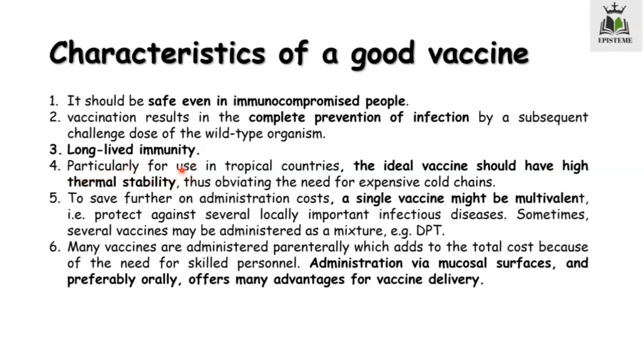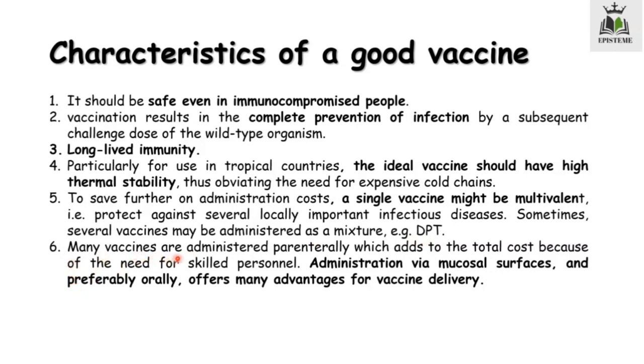Particularly for use in tropical countries, the ideal vaccine should have high thermal stability. To save further on the administration cost, a single vaccine might be multivalent. Multivalent means that one vaccine has the ability to prevent multiple diseases, like the DPT vaccine. DPT stands for diphtheria, pertussis and tetanus, so this one vaccine can prevent 3 diseases.